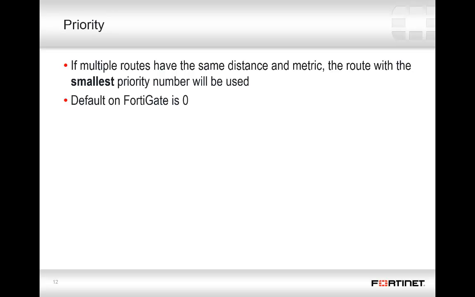After distance and metric, FortiGate will compare route priorities. FortiGate will use the route with the smallest number configured in the route's priority setting. In other words, if we have two routes with different priorities to the same destination, only the route with the smallest priority will be used. Note that, unlike with distance and metric, both are loaded into the routing table. However, only the route with the smallest priority number is used. Now that we've looked at what the routing table is and how FortiGate uses it, let's configure routes.